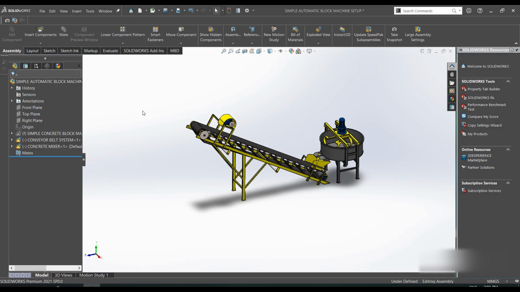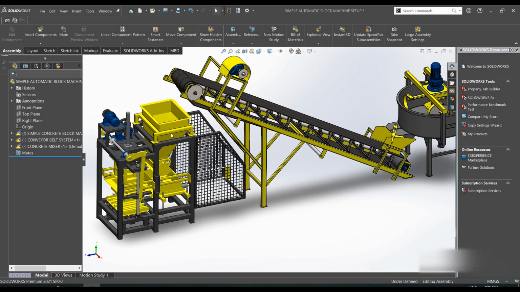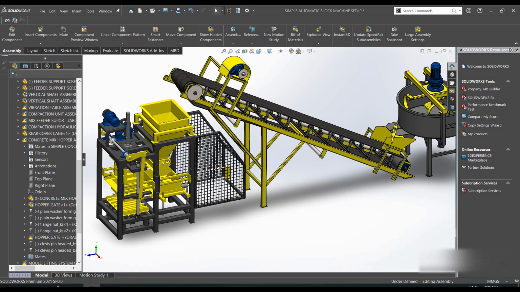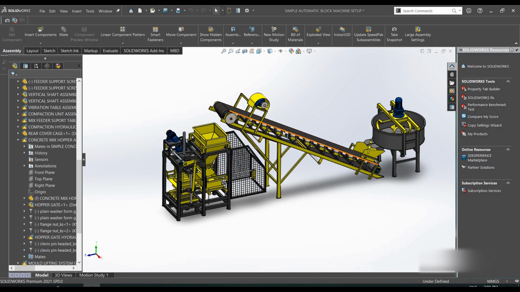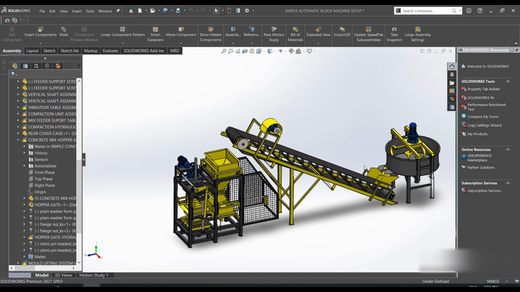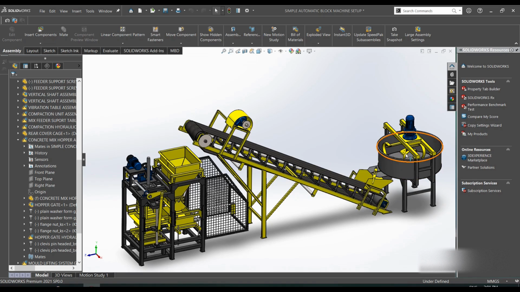So the concrete block machine needs a conveyor belt system because, as you see, the hopper is about 2 meters from the ground, and this is a raised platform. So in order to transfer the materials into the hopper, we need a conveyor belt. The function of the conveyor belt is to raise the material and pour them into the hopper. It receives the materials from the pan mixer, and after the materials are poured on the belt, the belt will take them and pour them into the hopper.